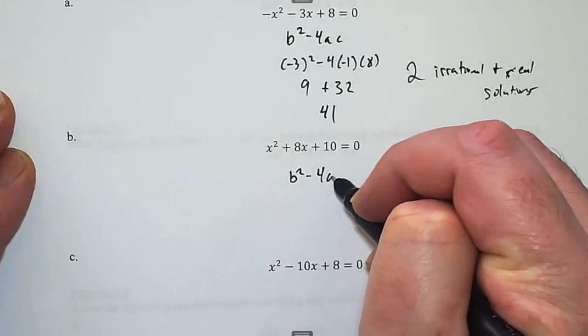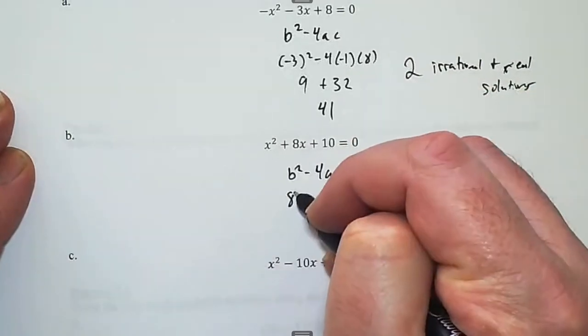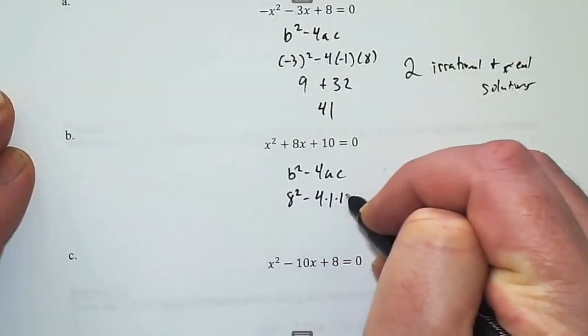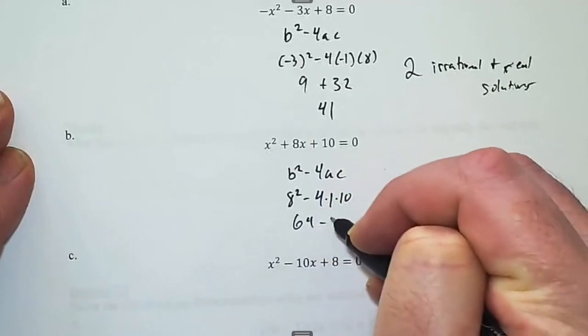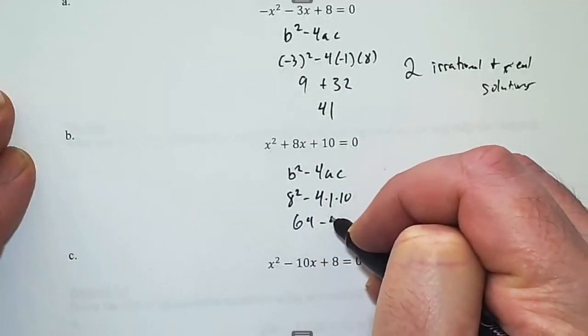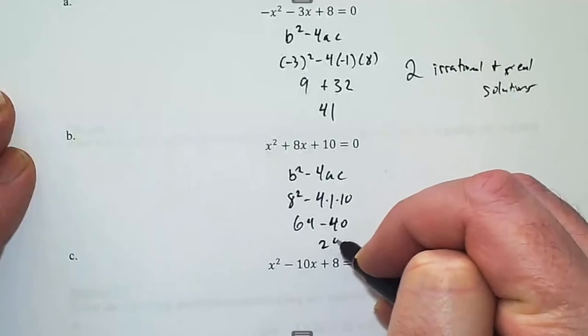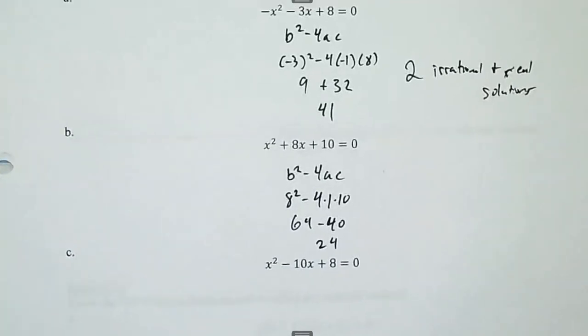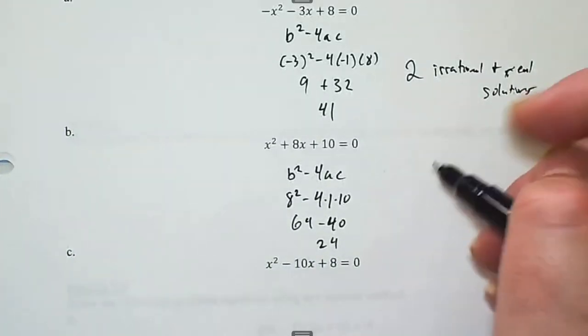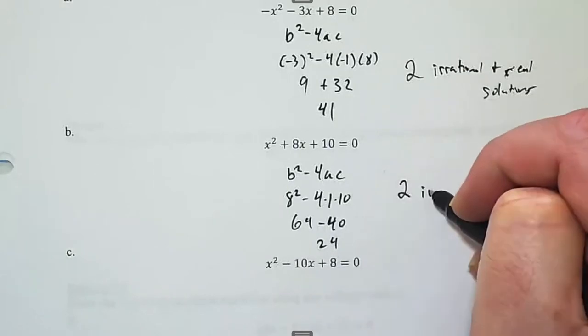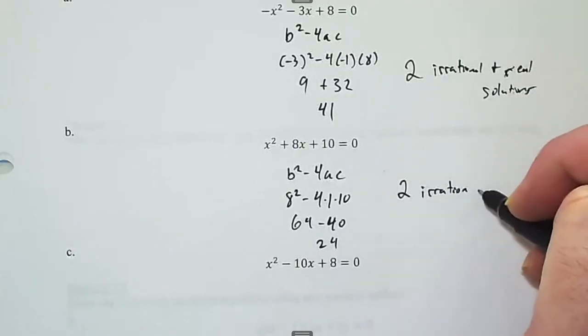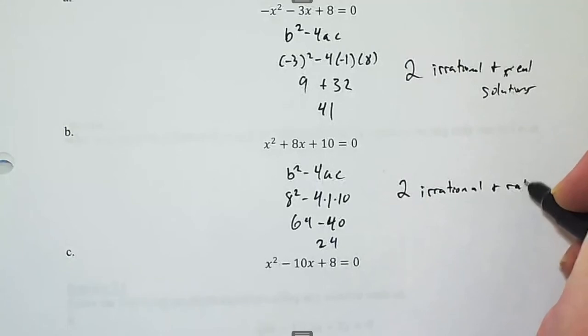All right, b squared minus 4ac again. 8 squared minus 4 times 1 times 10. That's 64 minus 40, it looks like, which is 24. So 24 is a positive number. So we know they're real. There's irrational and real solutions.